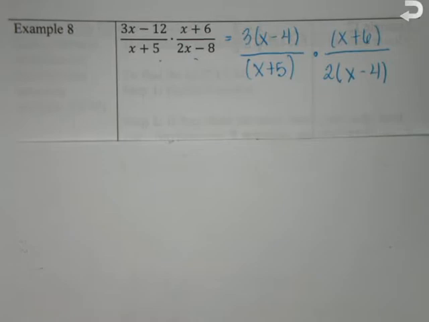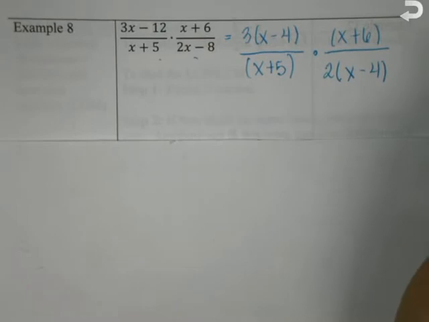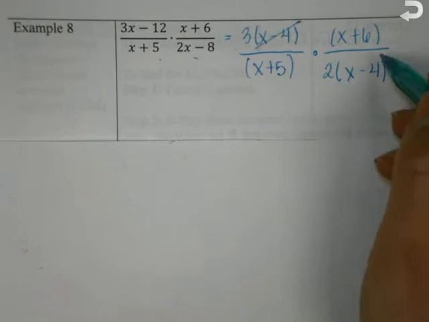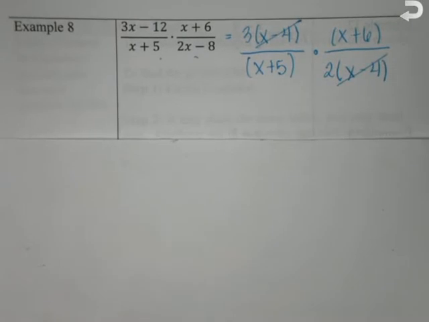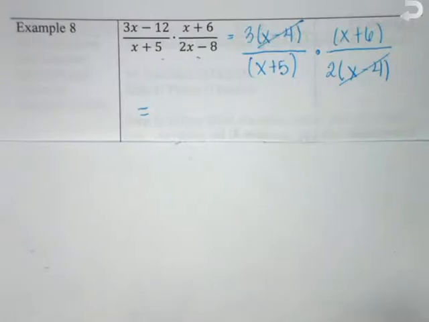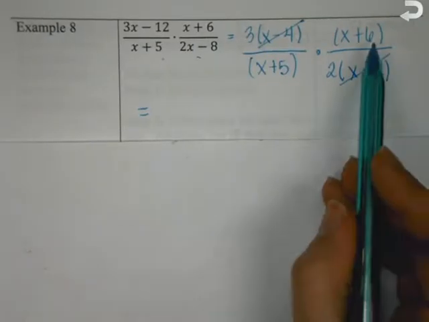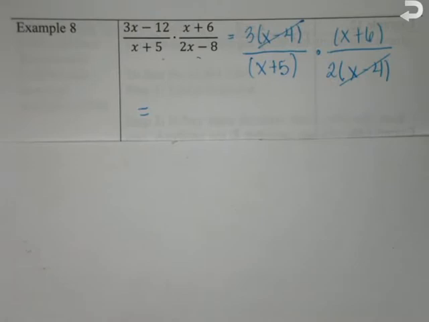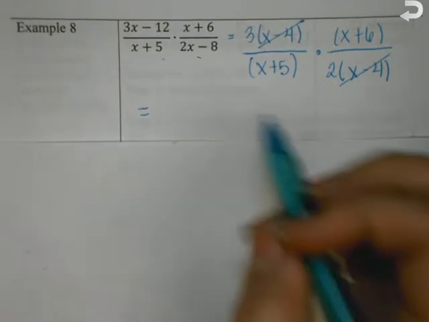So in the numerator, we just multiply what we're left over with. You do not have to distribute or FOIL. You can leave your answer in factored form. So that's going to give me 3 times x plus 6 all over 2 times x plus 5. And that's your answer.